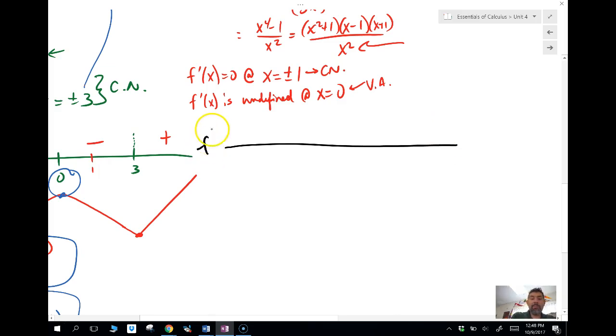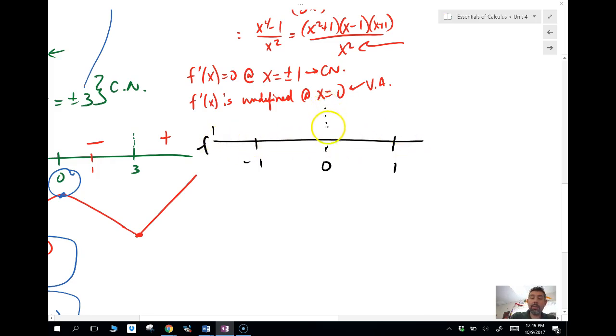So I'm going to do my f prime table here, and I've got -1, 0, 1, and I'm going to put a little more of a vertical asymptote there to show that that's a vertical asymptote at x equals 0. I have my line. Okay, right there. Vertical asymptote.